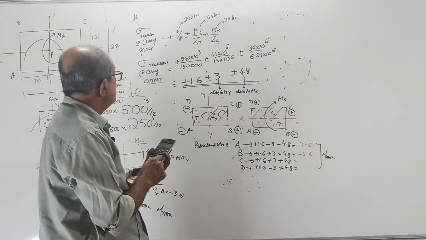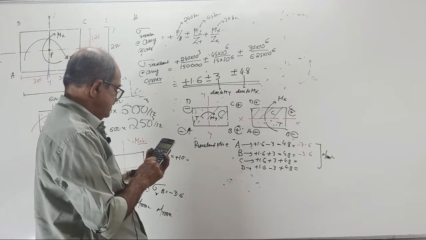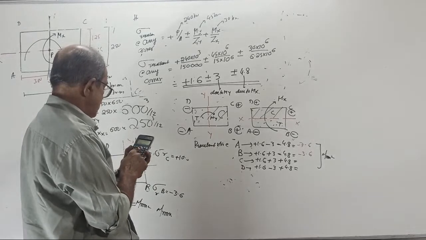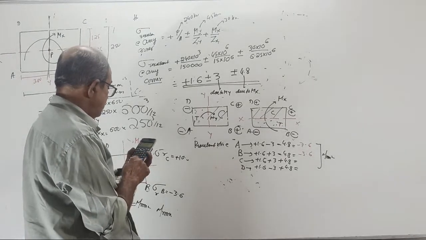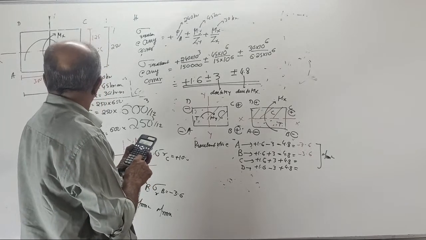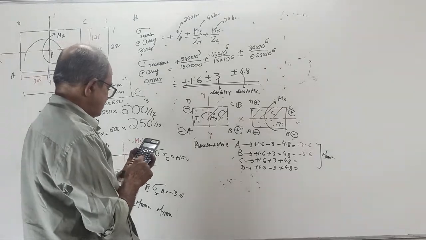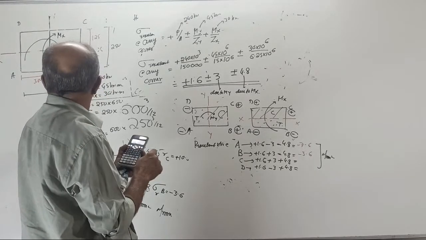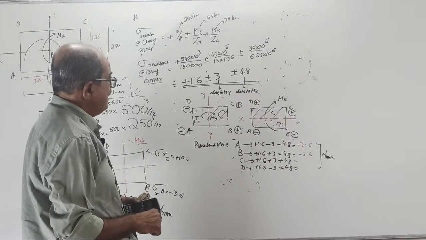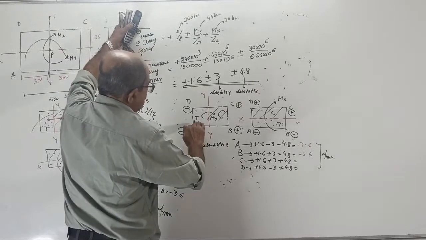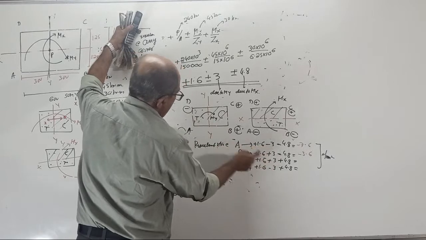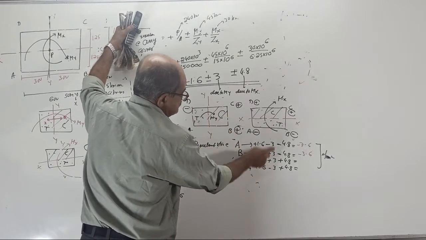45 times 10 to the power 6 divided by 250 into 600 square. 3 is correct. And the other one? 30. 4.8 correct. Due to M, what? A and D are negative, okay. And B and C are positive.